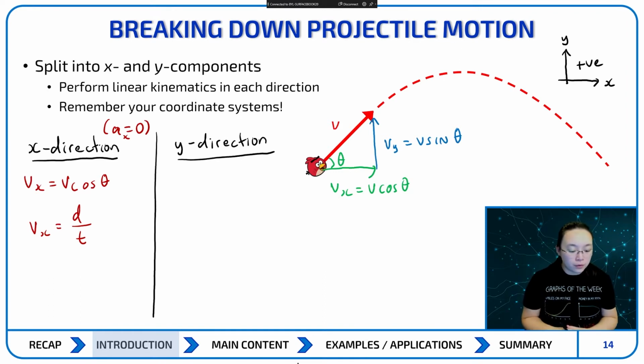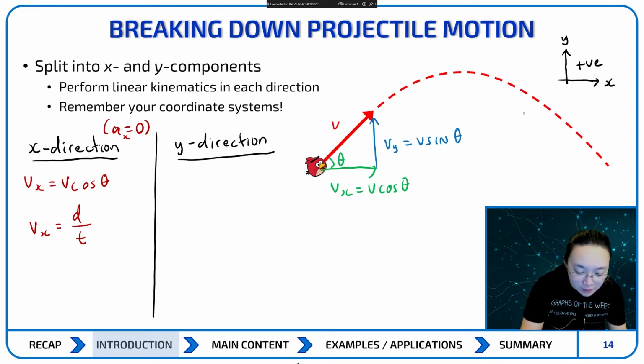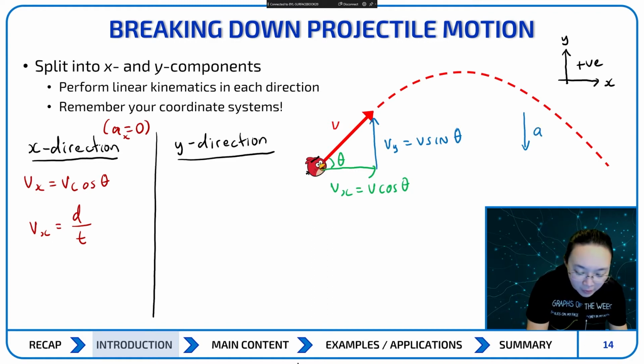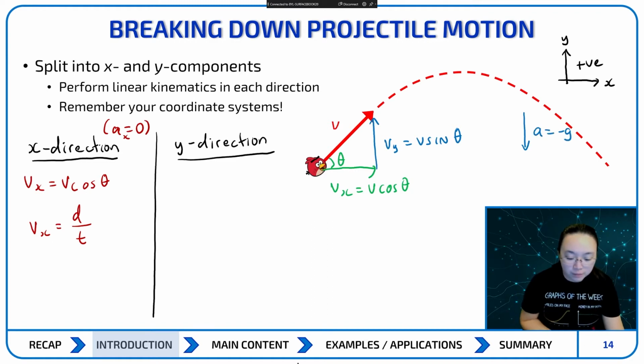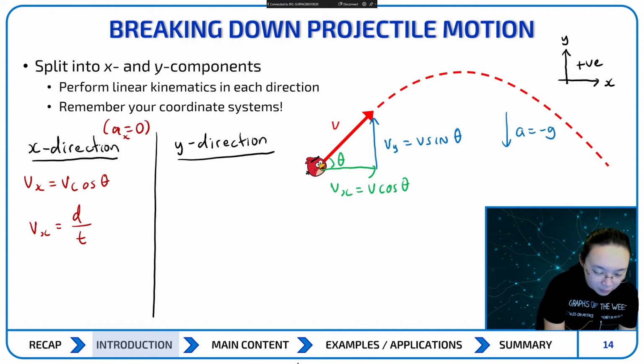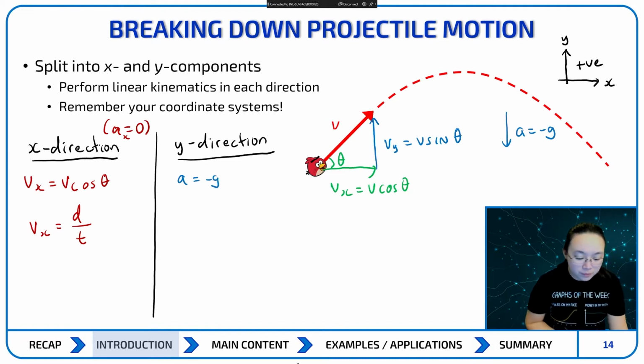Okay, so for the y direction, you can use all of your kinematics equations because you have gravity acting on the system. So if up is positive, then gravity is down, and my acceleration is equal to negative g. Let me just move that over. So what are the values that I know? I know a is equal to negative g.